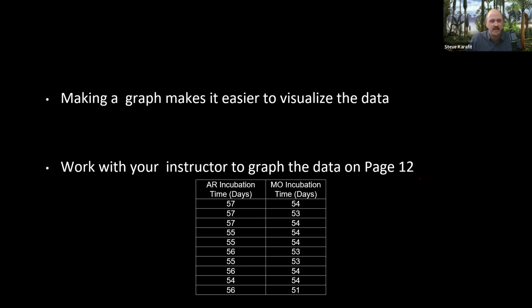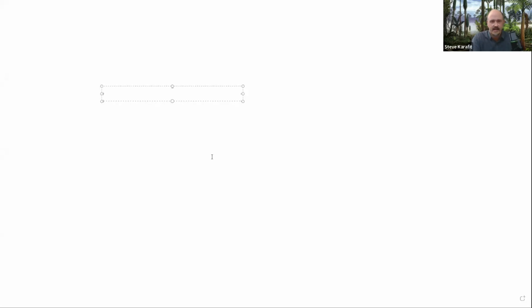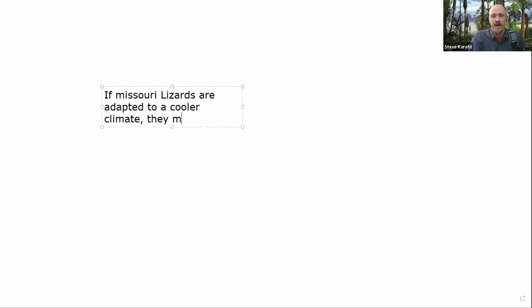And so an example might be, I don't know, let me do something here. I'm going to try to freeform a hypothesis here. It might be ugly, but I'll work with it with you here. Let's go to a whiteboard. I might say something like, so once again, a biological hypothesis is an explanation, not just what you think will happen, but why. If Missouri lizards are adapted to a cooler climate, I'm not sure on this. I'm not a lizard expert, so I'm just kind of free forming here. They may hatch faster than Arkansas lizards.